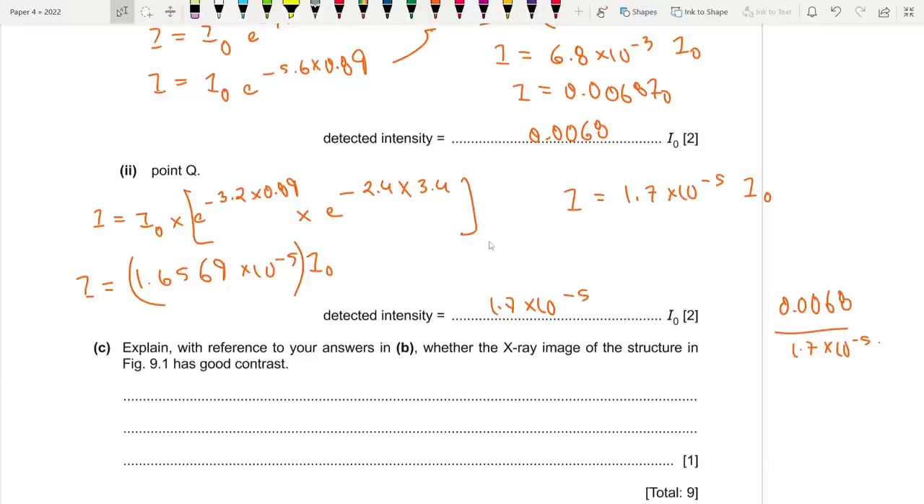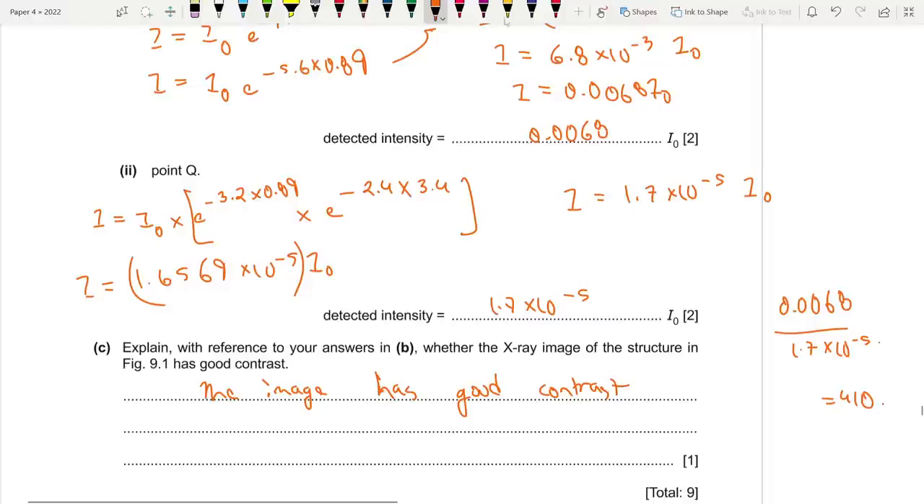point P is 410 times greater than the one detected at point Q. What does that mean? Isn't it much greater? So we should say that the image has good contrast.